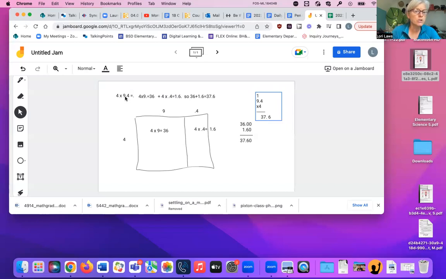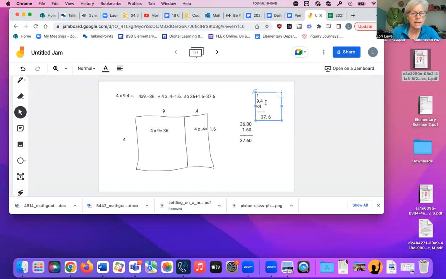Then this number has 2 place values. So we're going to split them up. We're going to put the 9 whole numbers here. Think of it as 9 whole cakes. We're going to put the 0.4, or the 4 slices of cake when we cut it into 10 pieces, over here at 4/10. Then we're going to ask ourselves, what is 9 times 4? Well, 9 times 4 is 36.